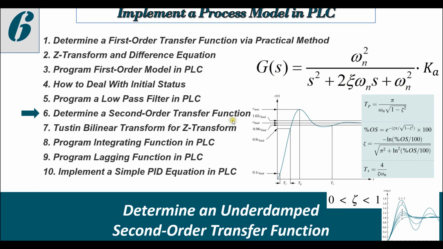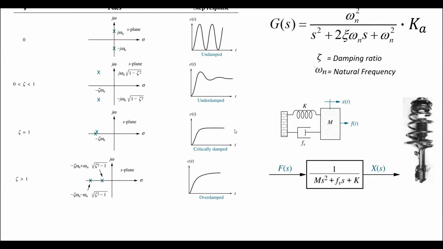Okay? And when we talk about the second order transfer function, it actually has three types. When the damping ratio is between 0 and 1, this is the underdamped system. This is the case we will discuss. There are two other typical styles. One is critically damped, which means the damping ratio equals 1. And when the damping ratio is greater than 1, the system response will be very slow. We call this second order transfer function the overdamped system.